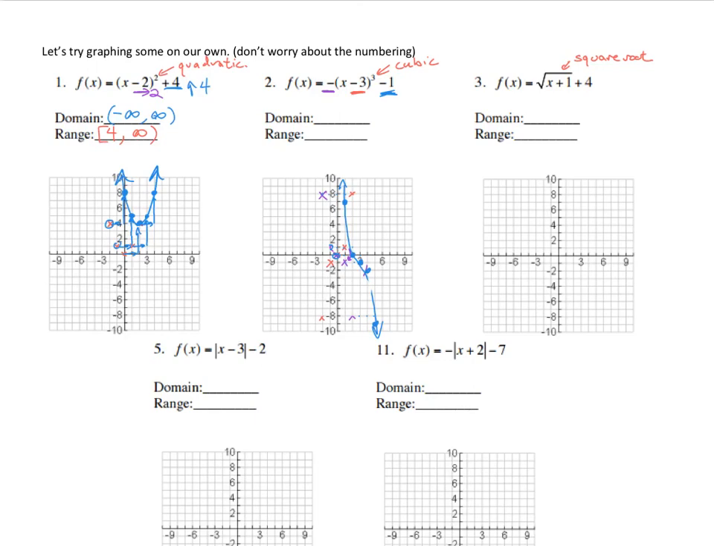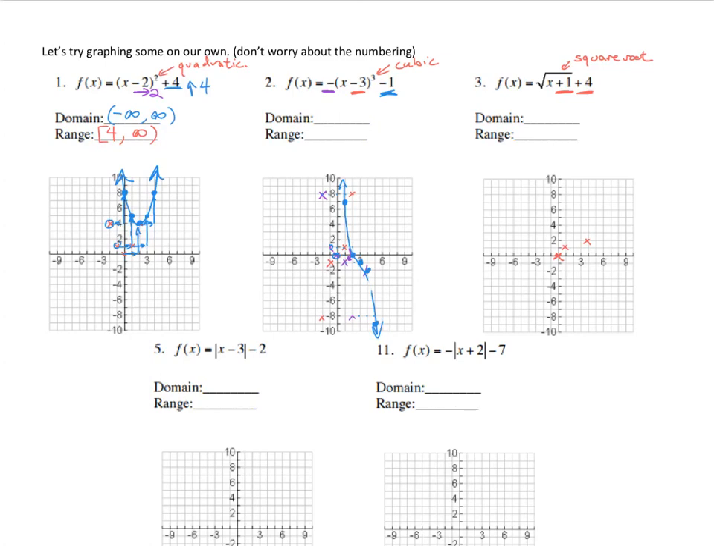For the square root function, remember that the x's are at (0, 0), (1, 1), and (4, 2). And then it looks like we're going to move these left 1 and up 4. So the translations you can do all at once.